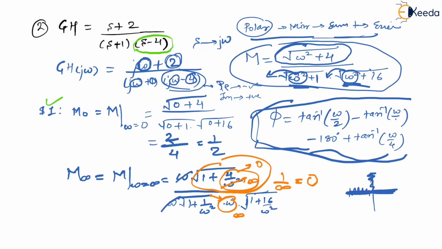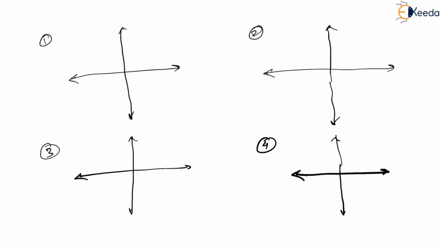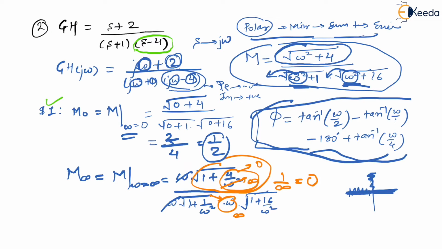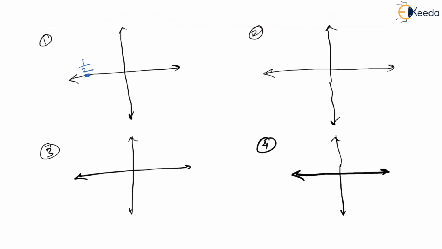Yes, so if you see, at omega equal to 0, the magnitude that you have is half, and the angle at omega equal to 0 is nothing but minus 180 degrees, which means, see, this is minus 180 degrees, right? So here I will be having this half, right? Yes, this is the starting point, right? Now what is happening at omega equal to infinity? At omega equal to infinity, you see, magnitude is going to be 0 and angle is minus 90 degrees, which means here, this is the way.